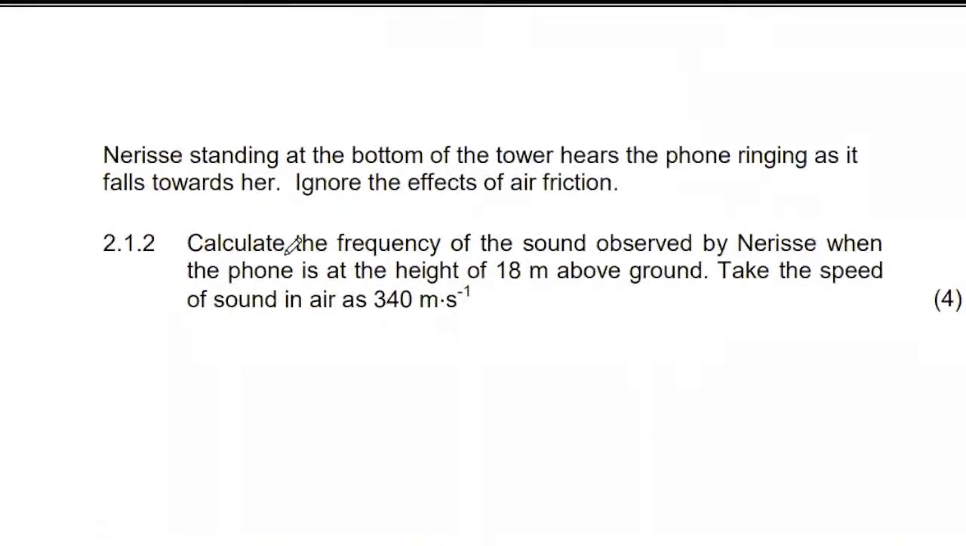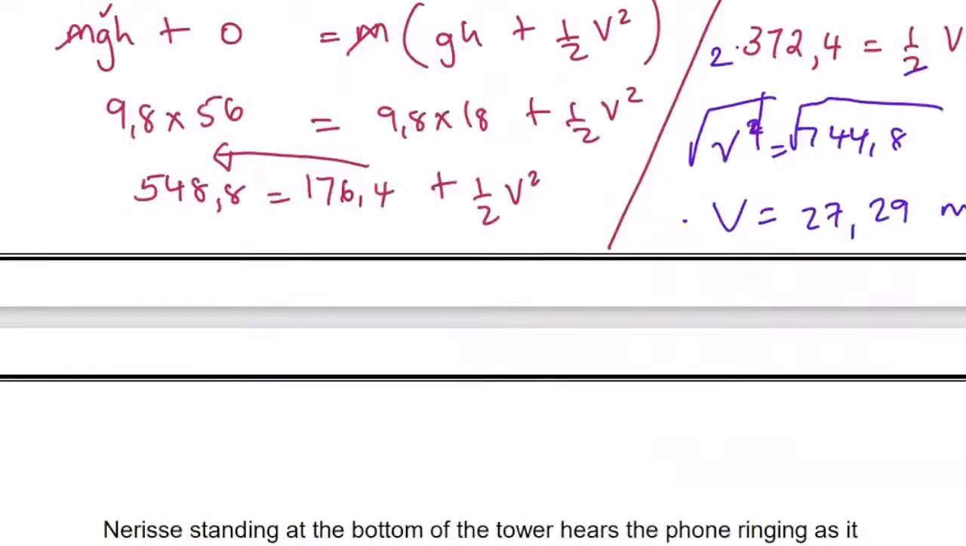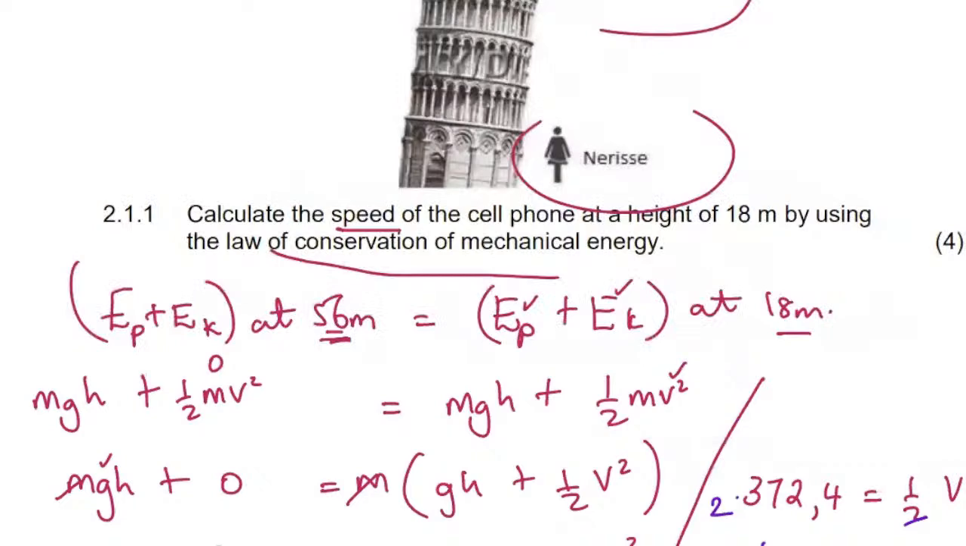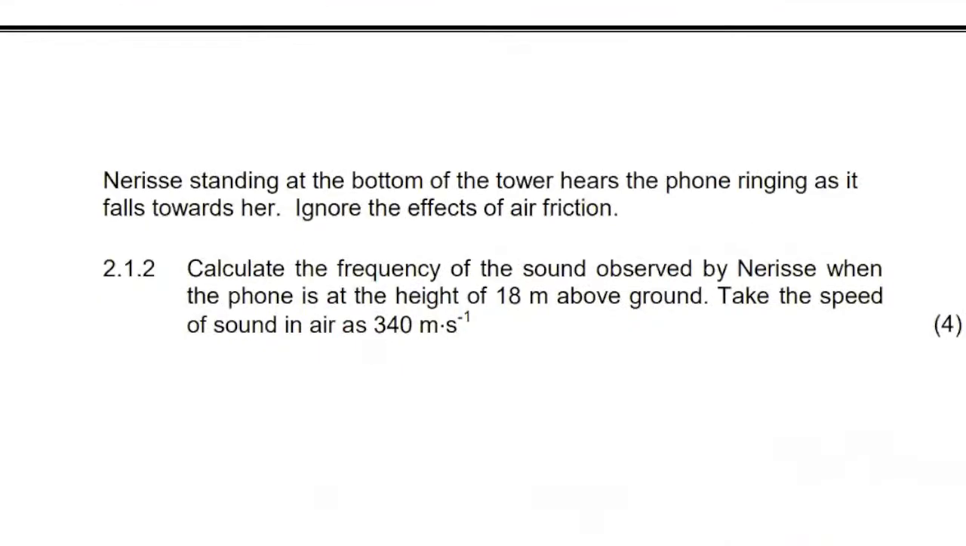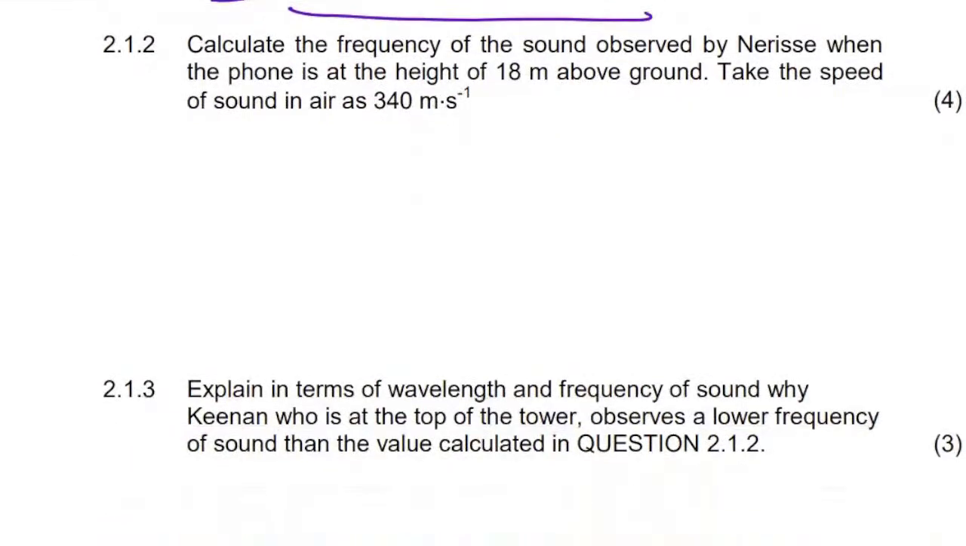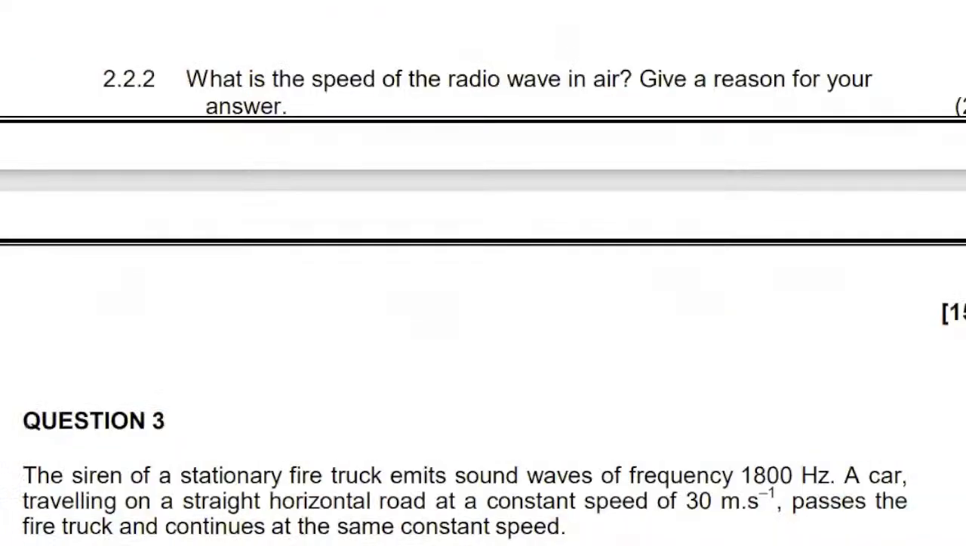They're telling us that there is a lady standing at the bottom. Is this the name of the lady? I don't know, but the picture is of a lady. That person is standing at the bottom of the tower and hears the phone ringing as it falls towards her. What if we ignore the friction? They want us to calculate the frequency of the sound that is observed. So we need the frequency of the listener. We know that the frequency of the source was 490, if I'm not mistaken, 497 times 10.